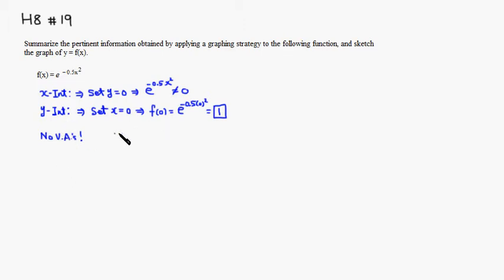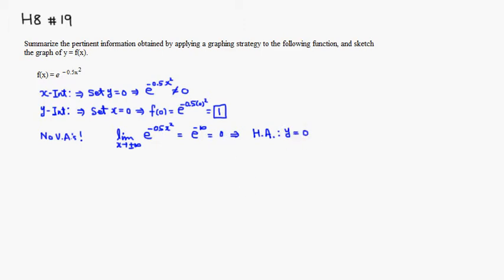But for the horizontal asymptote, if you look at the limit as x approaches positive infinity or negative infinity, in this case it's the same: e to the negative 0.5 x squared. You have e to the negative infinity squared, which is infinity, so e to the negative infinity is approaching 0. Which means we have a horizontal asymptote, which is y equals 0.